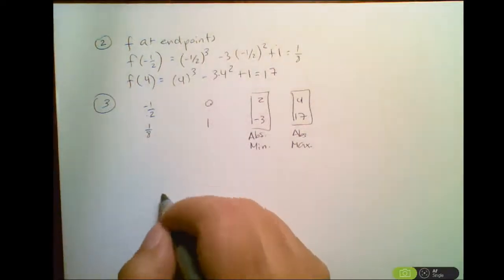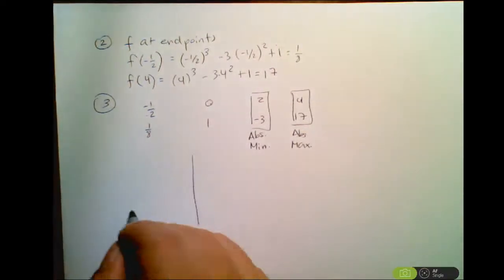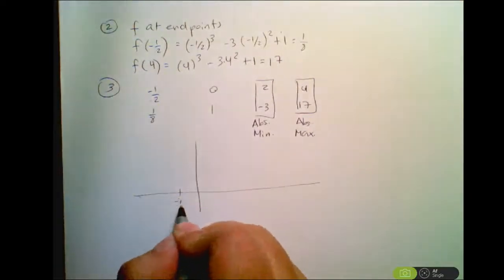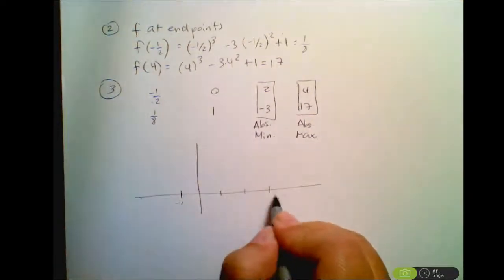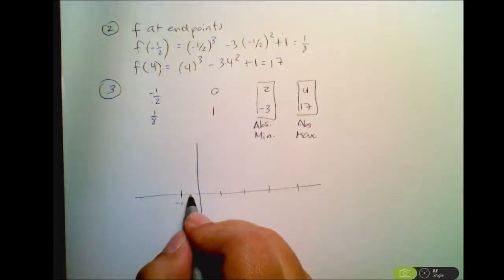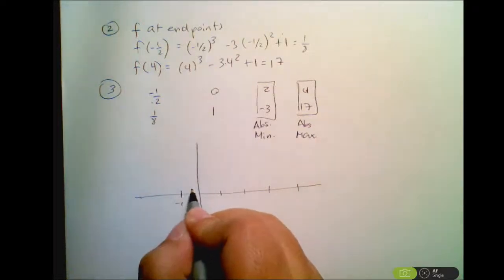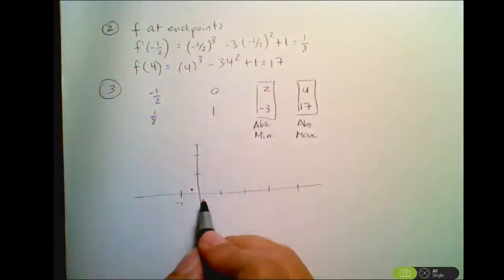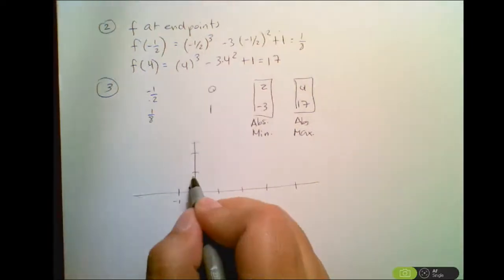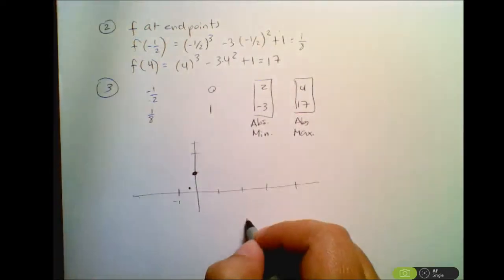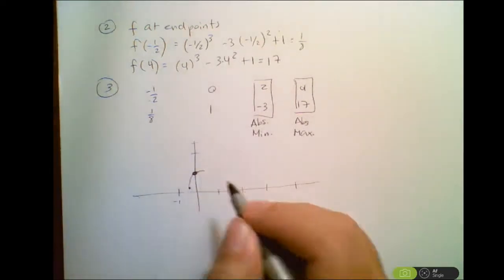So let's sketch a graph just for fun to see what we have. So at negative 1, 1, 2, 3, 4. Okay. So at negative 1/2, which is over here, I have 1/8. So that's a very small value of y. And then at 0 I have 1, and then at 2 I have negative 3. This is just a sketch.